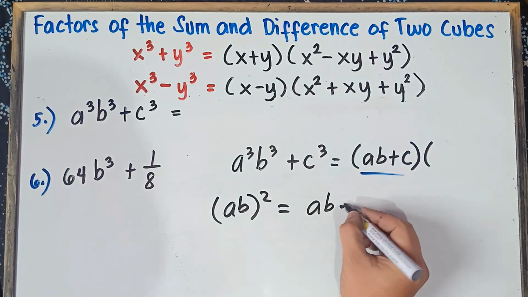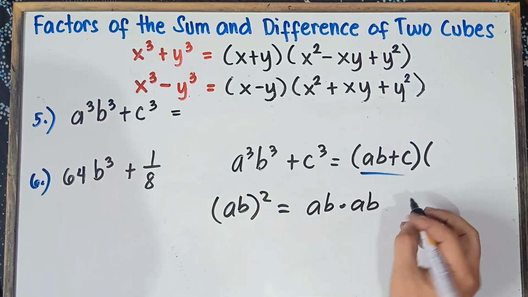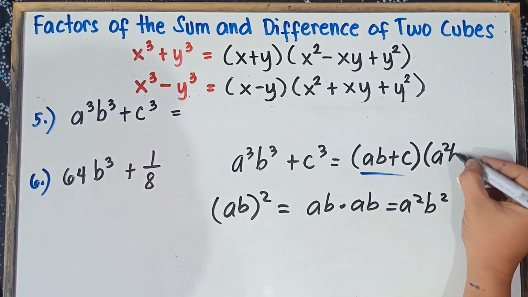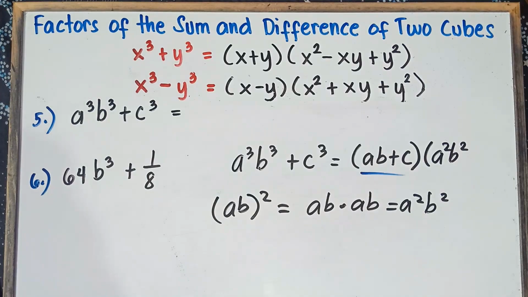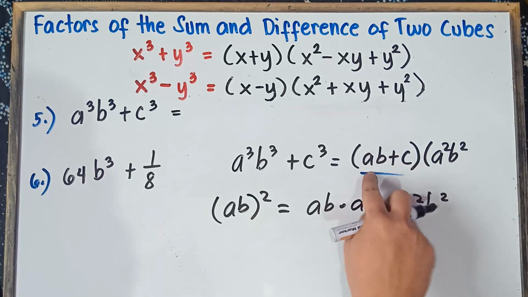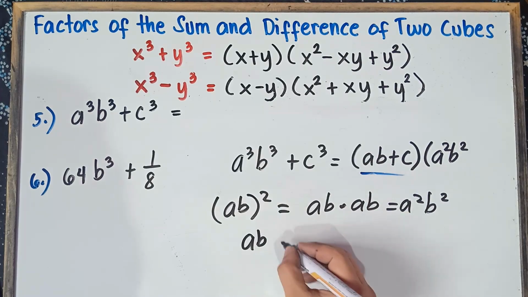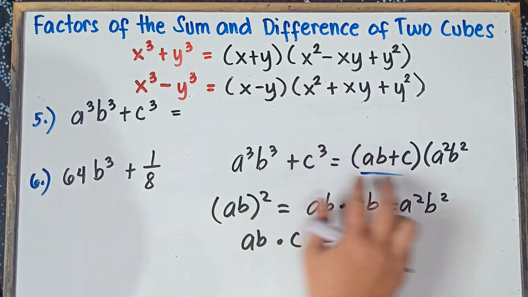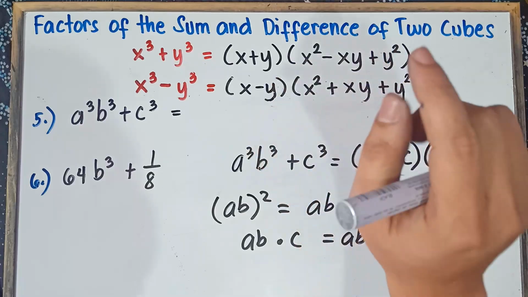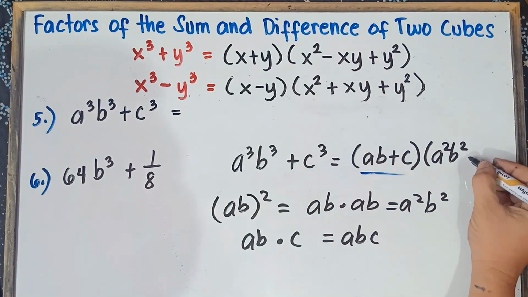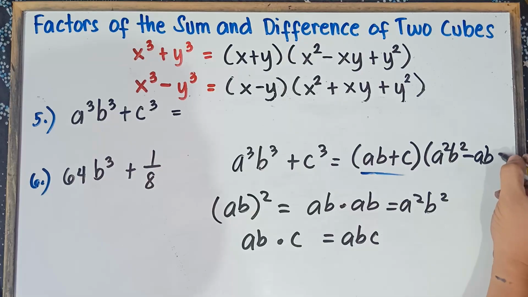So ab times ab. So a times a, that would be a squared. B times b, that would be b squared. So this will be a squared and then b squared. Alright, and then simply multiply the first term by the second term. So this will be our second step. Multiply the first term by the second term, ab multiplied by c. So ab times c, that would be a, b, and then c. So once again, class, if you have plus sign on your first factor, your second factor will be positive, negative, and then positive. It should be alternate, class. So this will be negative, a, b, and then c.